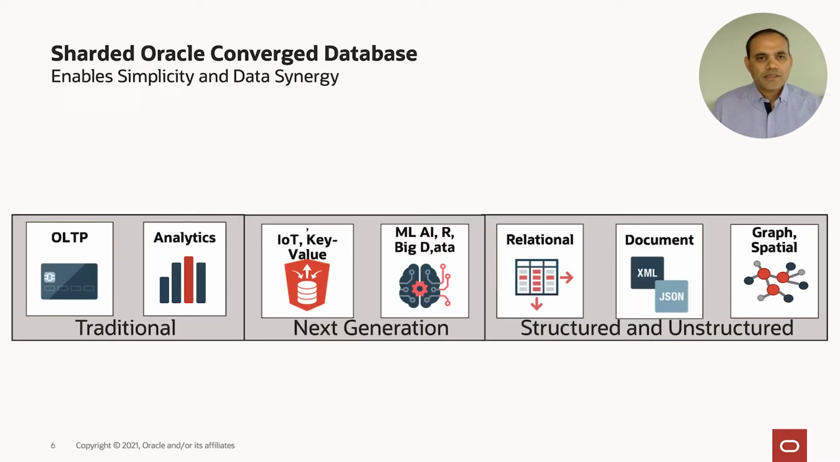Oracle database is a converged database. That means we can store relational data, documents, JSON data, graph, spatial, text, all different types of data in a single database. And we can use that database for online transaction processing, analytics, and other use cases. Sharding supports all of these data types, which means we can have a single platform to store all of our structured as well as unstructured data, which we can scale.